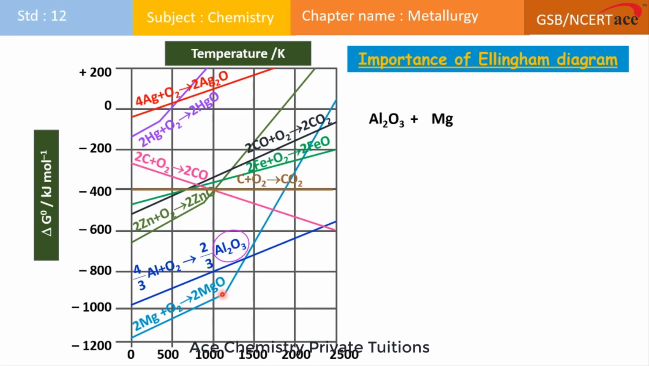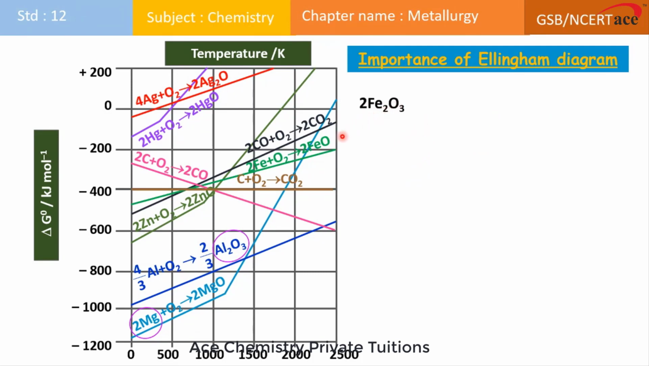Faster oxidation process. If we compare aluminium and magnesium, magnesium has more affinity for oxygen. So if you add magnesium into aluminium oxide, since magnesium has a higher ease of forming its oxide, this magnesium removes oxygen from the aluminium oxide, gets oxidized, and reduces the aluminium oxide.